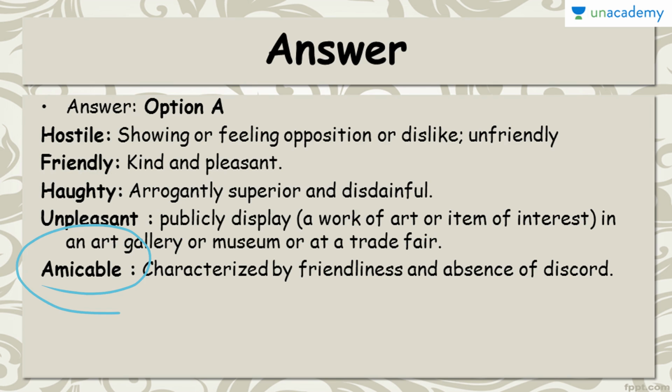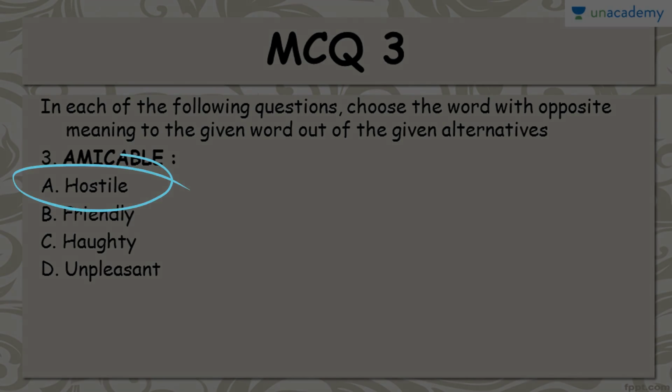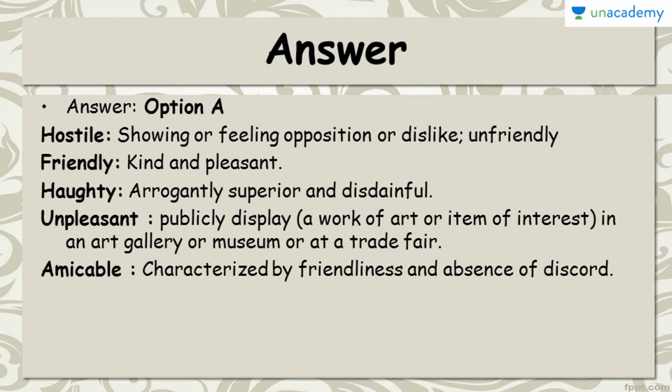Amicable is something which is characterized by friendliness, or there is an absence of any discord, any contention, any fight. You are very much friendly. So that's amicable. So therefore the opposite to amicable, it's hostile. You have some kind of opposition feeling. You are unfriendly. You are not friendly.